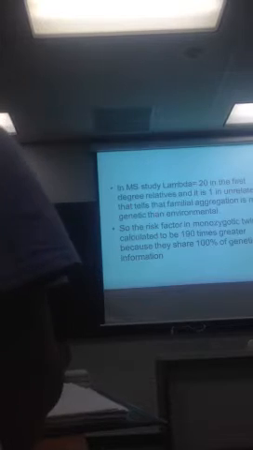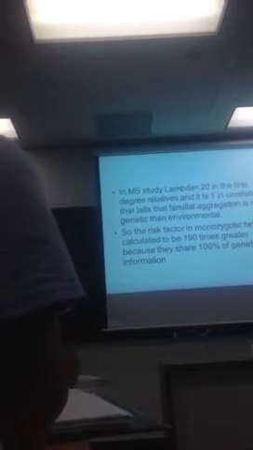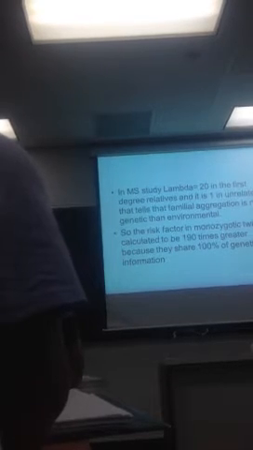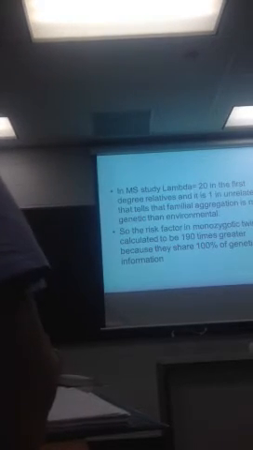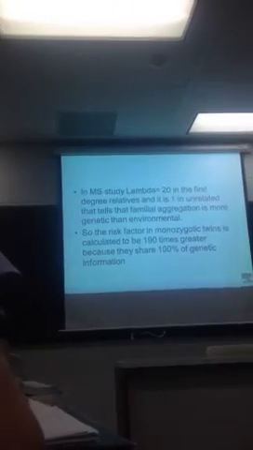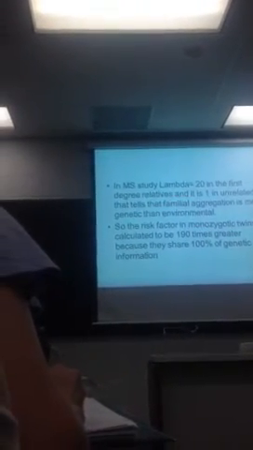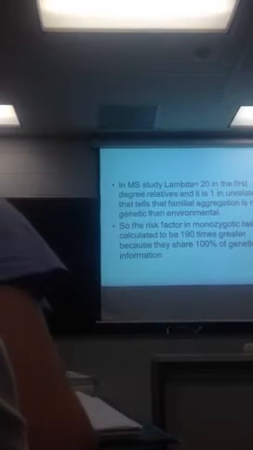Okay. So if you take a look at the unrelated family member controls, adoptees and spouses, this figure will be messed up. Okay. But if you take a look at multiple sclerosis, the lambda is approximately 20 in the first degree relative, and it is 1 in unrelated. That tells that the familial aggregation is more genetic than environmental. Okay? So that's how they tease out what is contributing to environmental and genetic.